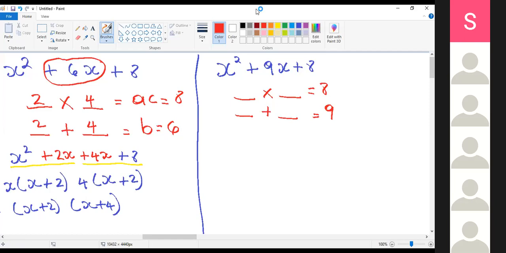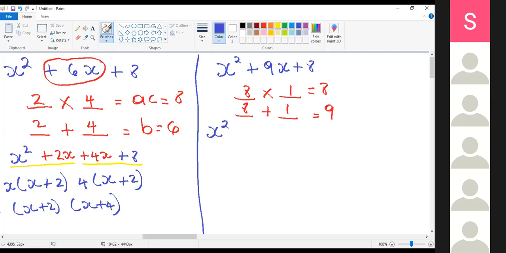Which two numbers can you multiply to get 8? Oh, 8 and 1, sorry. 8 and 1. Yes. All right, so we're working with 8 and 1. Positive 8 times 1 is positive 8. And 8 plus 1 is 9. Yes? So we can go ahead now and split that middle term.